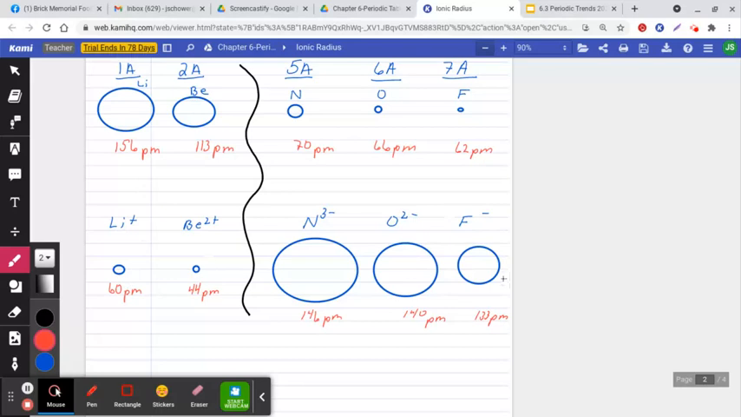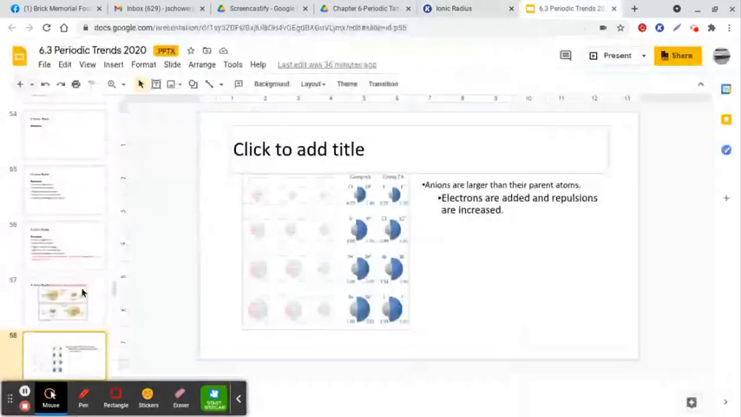Now looking at the nonmetals, generally speaking, okay, nitrogen is 70. It grows to 146. Oxygen goes from 66 picometers and it grows to 140. 140 is still less than 146, so to the right it gets smaller. And fluorine is 62 picometers, it grows to 133. So as left to right across the periodic table, across the nonmetals, it decreases left to right. Okay, so let's look at another trend.